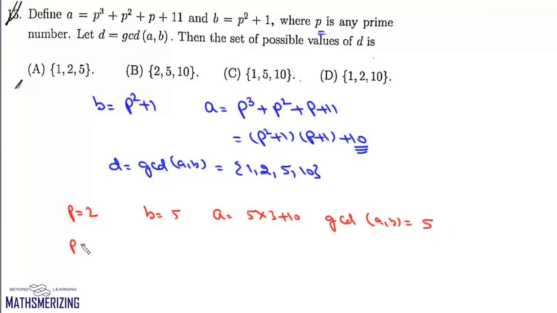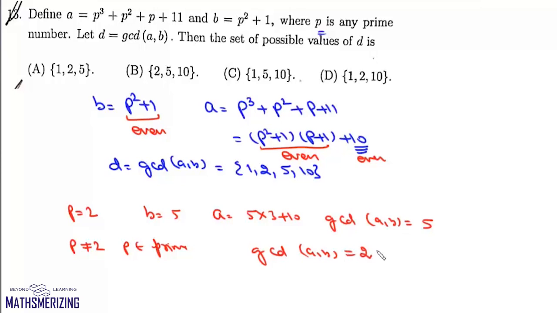Now if P is not equal to 2 and P is a prime number, then P must be odd, and if P is odd, then P square plus 1 will be even. Here also this expression will be even, and this 10 is also even. So in that case the GCD of A and B will be at least 2. So there won't be any case possible in which the GCD is 1. So the GCD of A and B cannot be 1 in any of the cases. So the answer to this question is option B, which is 2, 5 and 10.